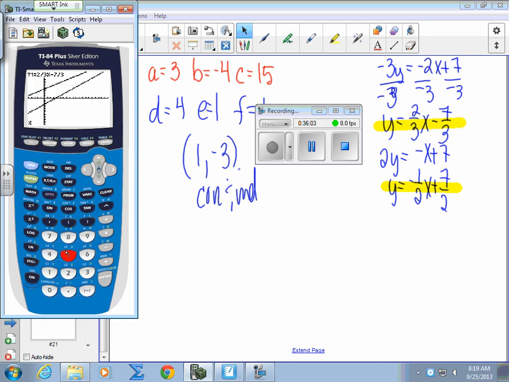Intersection 5. Are you on the first curve? Yes. Are you on the second curve? Yes. Do you want to guess where they intersect? Yes.